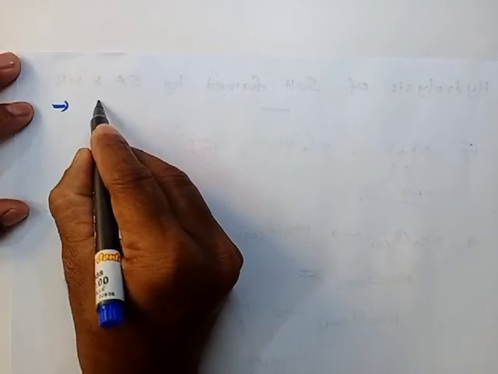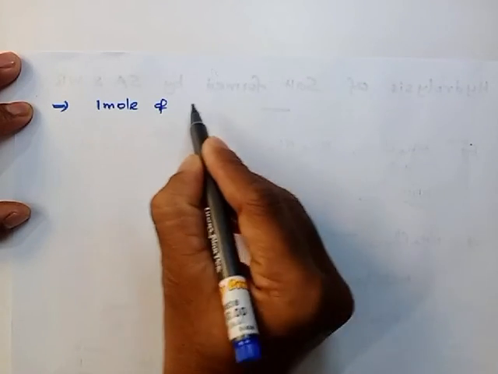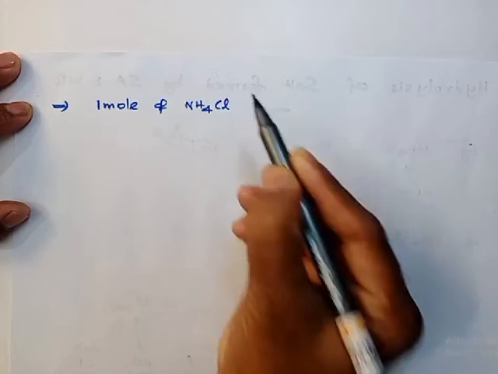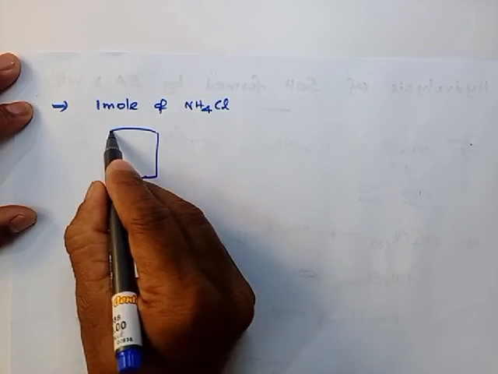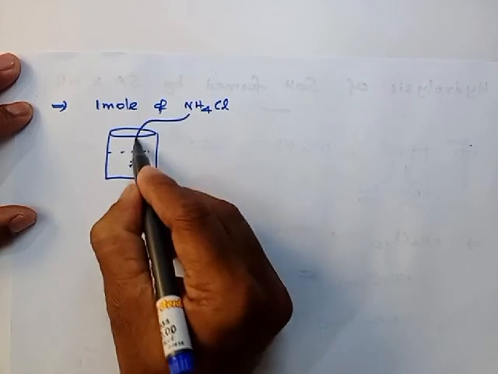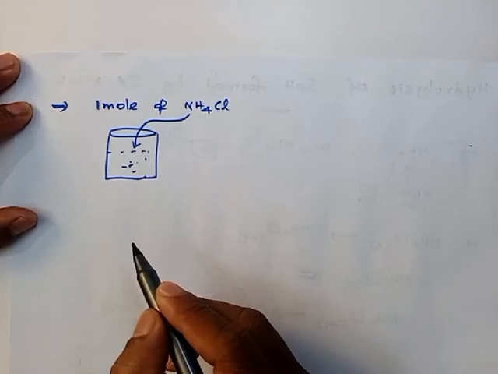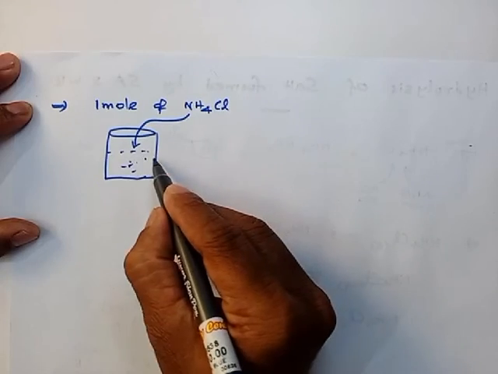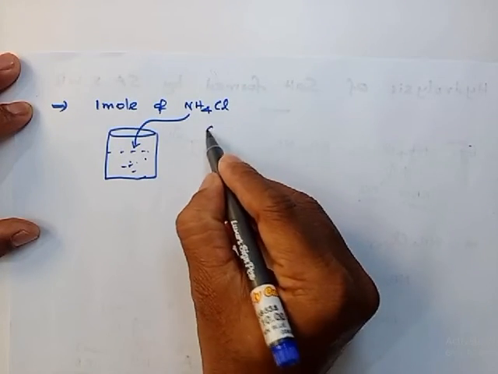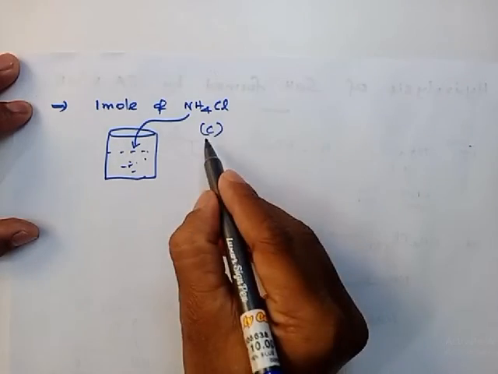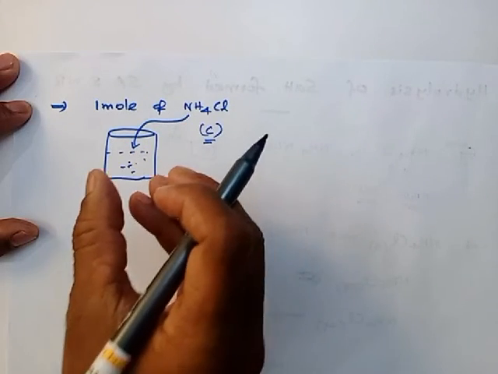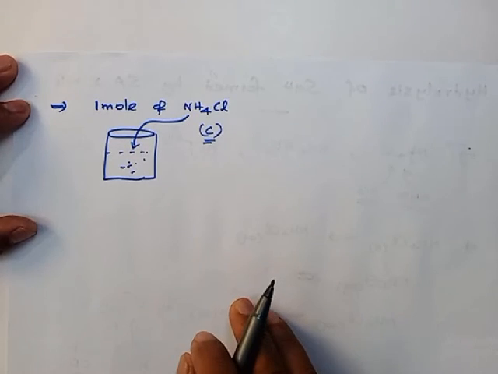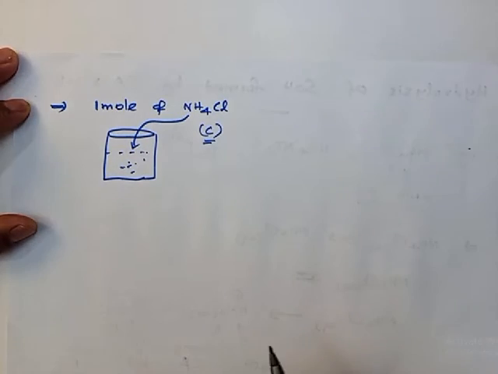In order to understand this, we'll proceed like this. For example, I'll take 1 mole of ammonium chloride, just for understanding purposes. Take 1 mole of solid ammonium chloride and dissolve it in some amount of water so that you get a solution, and this solution has some concentration. Let the concentration of the salt be C. Remember, C is the concentration of the salt, the number of moles of ammonium chloride present per liter, in molarity.